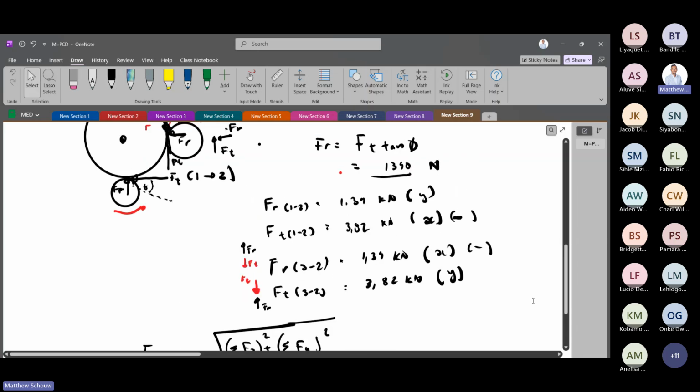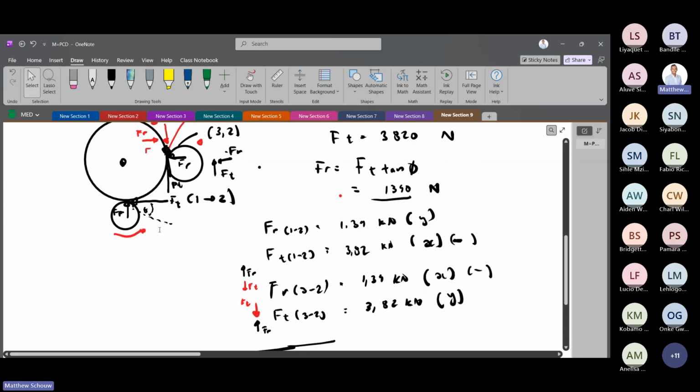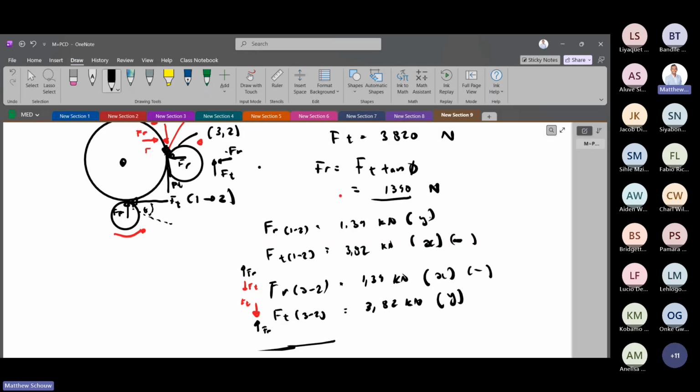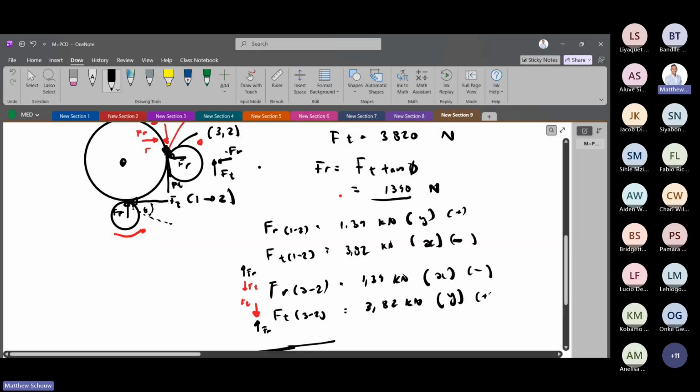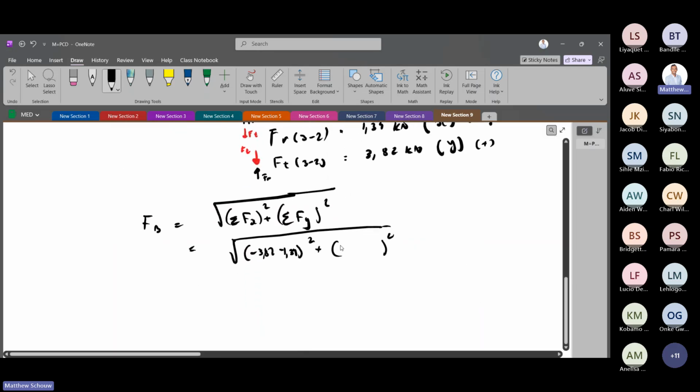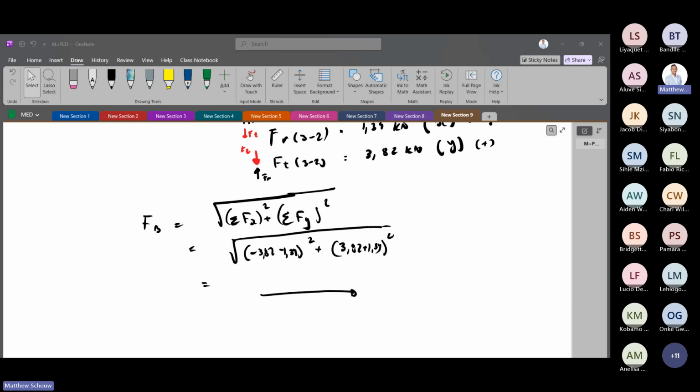And then if I look at my Y direction, it's going to be up. So it's up and up. So it's FR plus FT, which is this one. FR is plus, and that's also plus. So it's basically the same value. So it's 3.82 plus 1.39. So can I get my reaction there? Obviously, you can find direction as well. Let's just get the reaction there, and then we're basically done.